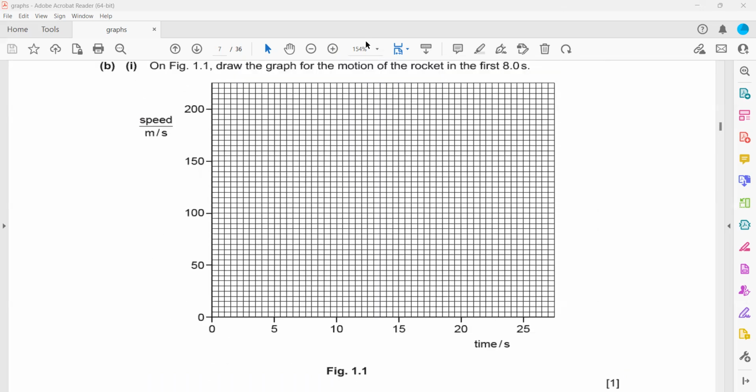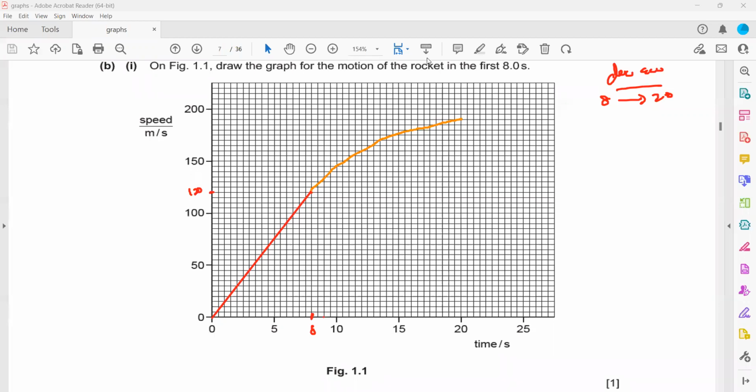Acceleration is decreasing. So how do we represent a decrease from 8 to 20 seconds, a decreasing acceleration? So this is 20 and the speed is less than 200. Any value you can take, but it should be less than 200, as they did not specify. So this shows that the acceleration is decreasing.